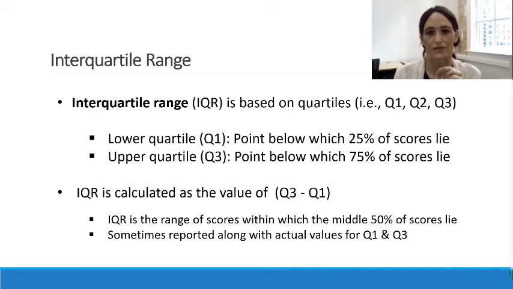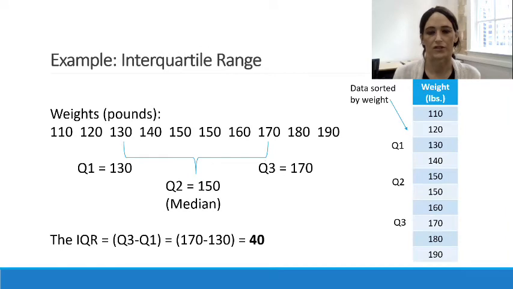Okay, and we would often do this with values that don't have a normal distribution, and it doesn't make sense to calculate a mean. So we can interpret the interquartile range as the range of scores within which the middle 50% of values lie. Okay, you will see interquartile range sometimes reported with the actual values of quartile 1 and quartile 3, but technically the interquartile range is, like the range, a single value.